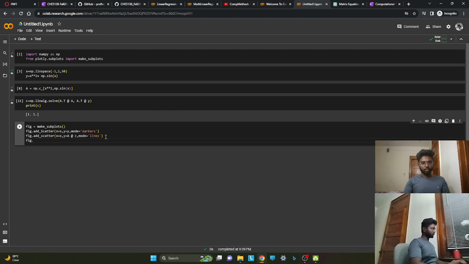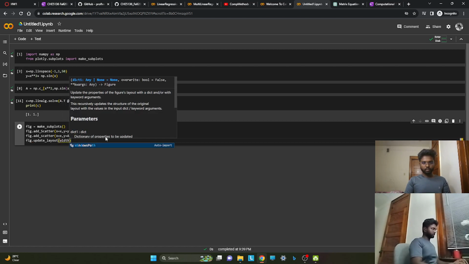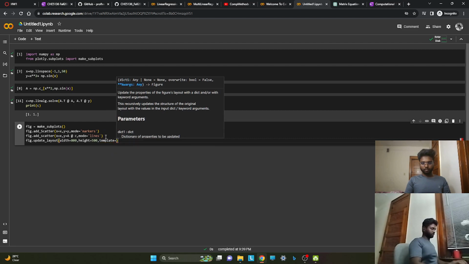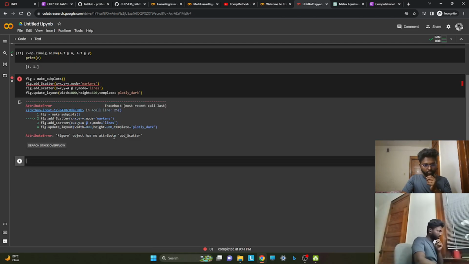Just to make it a bit more aesthetic, we will put update layout. Width is equal to 600. Let's take 900 or 800. 800 would be better. Height is equal to something around 500, and template will be plotly dark. Okay, shift enter. Is there any issue here?